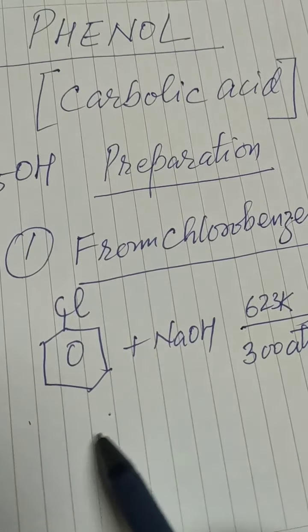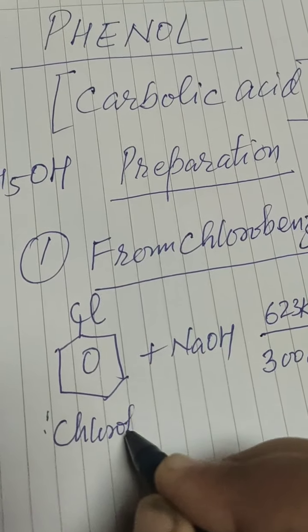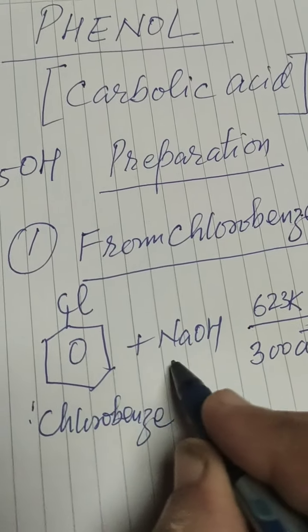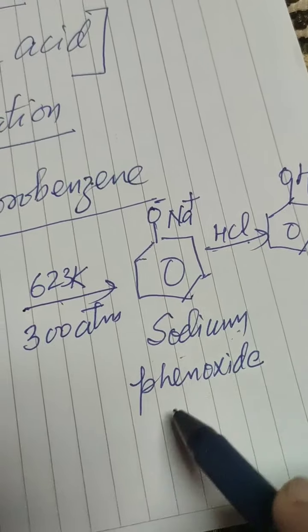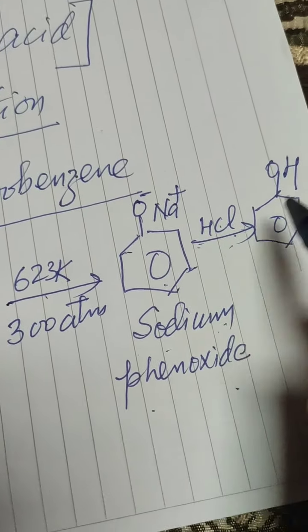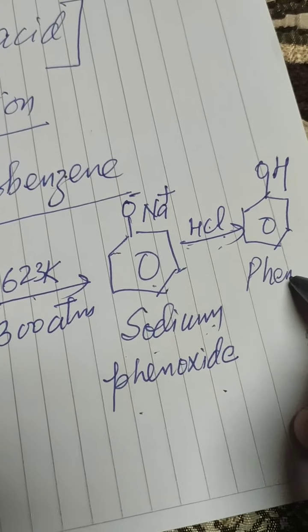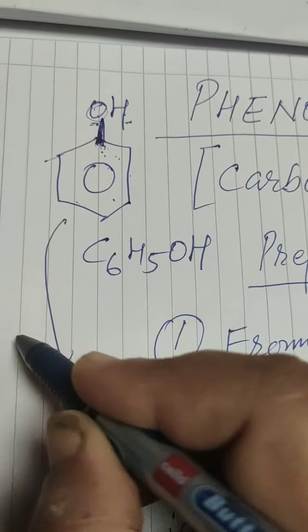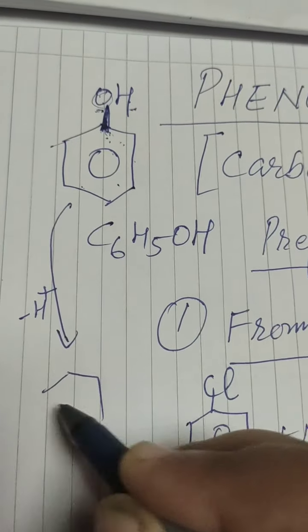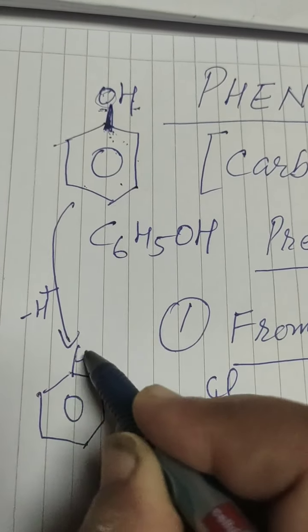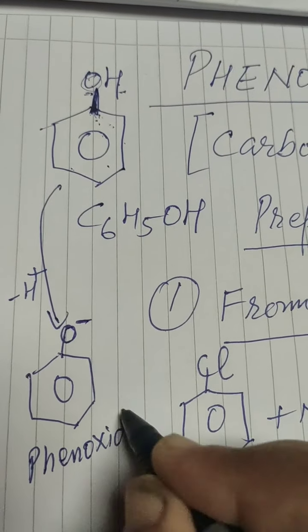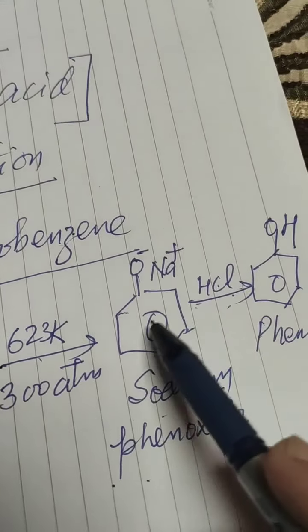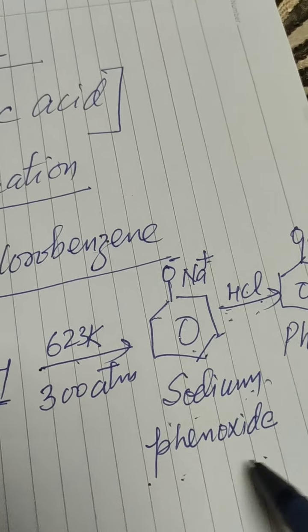I repeat, this molecule is chlorobenzene. When we react this with NaOH, sodium hydroxide, under these conditions, we will obtain sodium phenoxide first, which on treatment with HCl will give us phenol. When phenol loses one H ion, the resulting species is known as phenoxide ion. Therefore the name of this compound is sodium phenoxide.